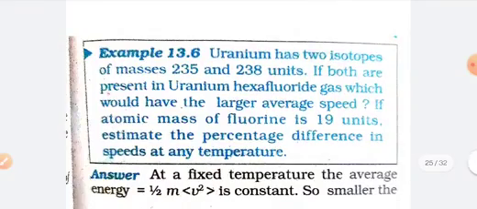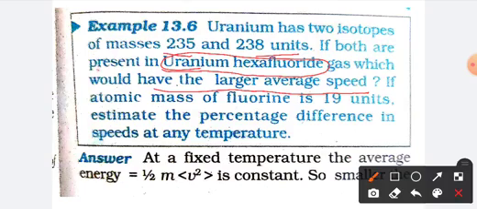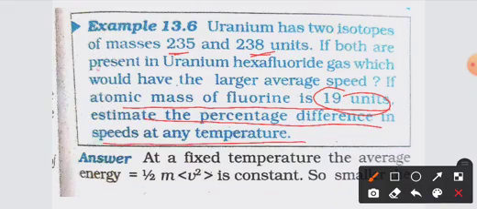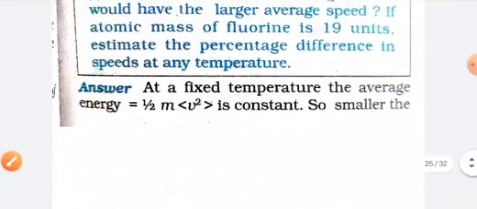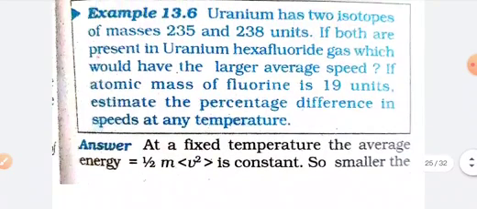Now there is another example. Uranium has two isotopes of masses 235 and 238 units. These are the two isotopes of uranium. If both are present in uranium hexafluoride gas, which would have the larger average speed? We have to calculate out of these two which will have the larger speed. The atomic mass of fluorine is given as 19 units, and both the masses are also given. Estimate the percentage difference in the speed at any temperature. Temperature is not mentioned, we can take any temperature, and we have to calculate the percentage difference in the speed. That means the temperature for both is the same.